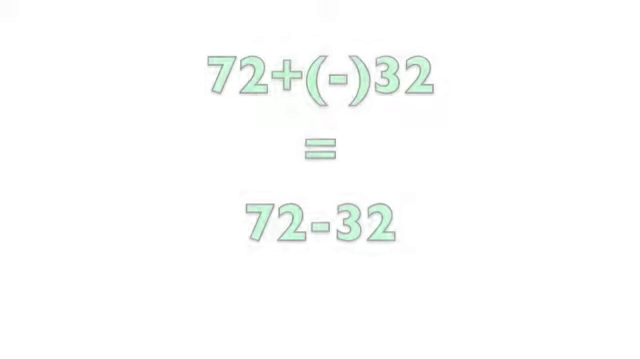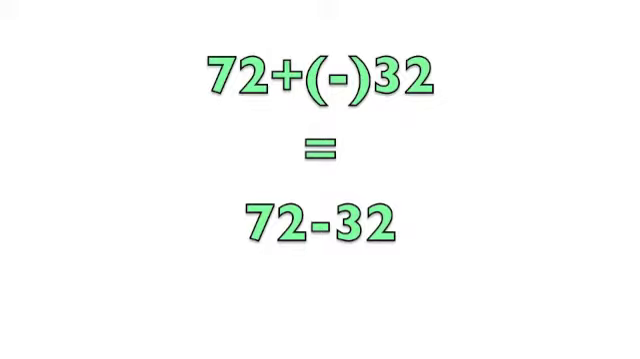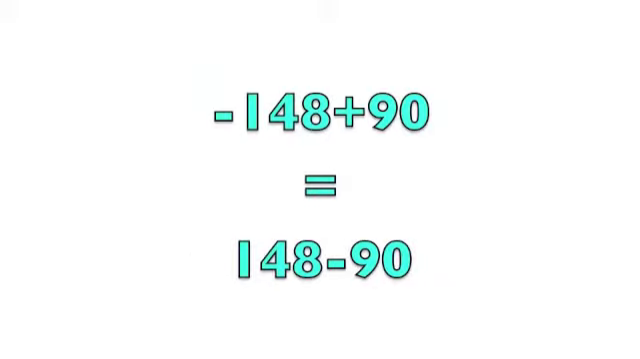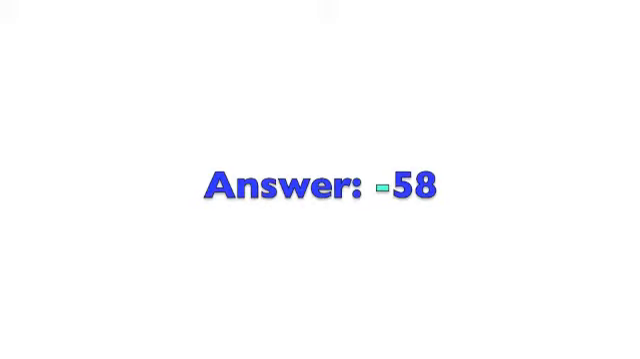Let's try with larger numbers. 72 plus negative 32 is the same as 72 minus 32, which will equal positive 40. The reason the number is positive is because the larger number in the equation is positive. Negative 148 plus 90 is the same as 148 minus 90. And the answer would be negative 58 because, again, the larger number in the equation was negative.